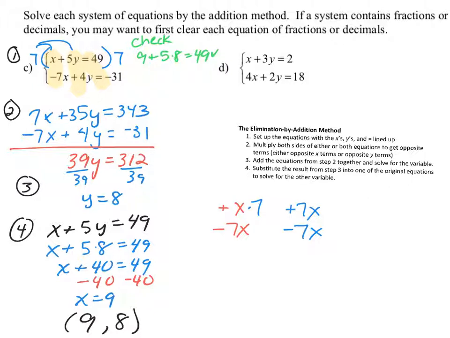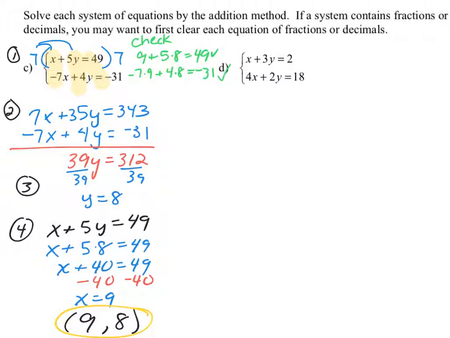And let's plug that into the second equation as well. Negative 7 times x, where x is 9. That's negative 63. Plus 4 times 8, 32. Negative 63 plus 32. That will give us negative 31. So we know that (9, 8) is a solution to that system of equations.